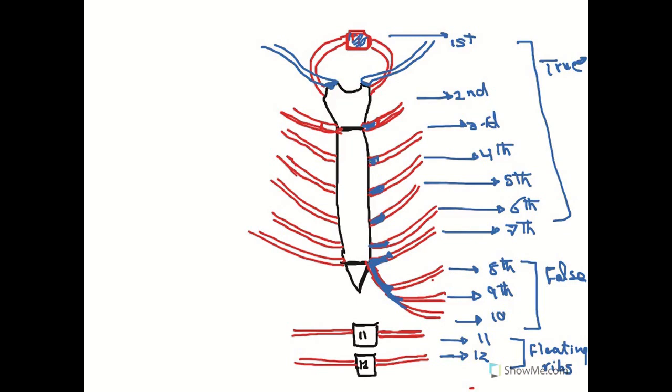So when you classify ribs, just remember to classify them according to the attachment of the rib to the vertebra and to the sternum: true ribs from rib number 1 to 7, and then false ribs, rib number 8, rib number 9, rib number 10, and the last two are called floating ribs. They only attach to the sides of thoracic vertebrae number 11 and 12.